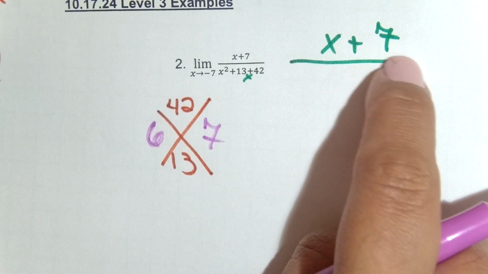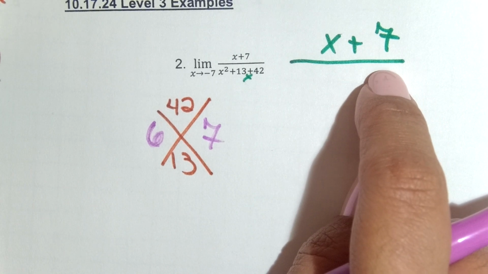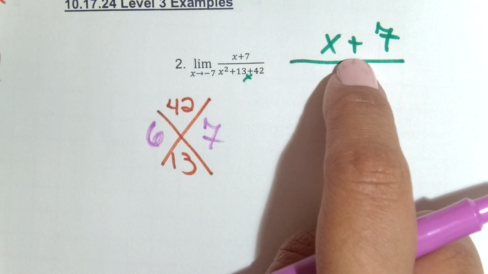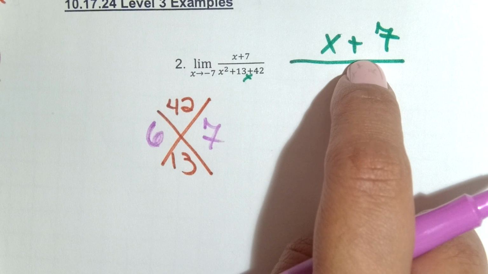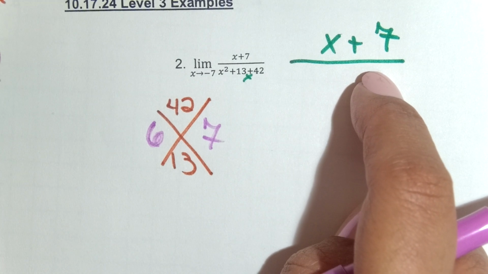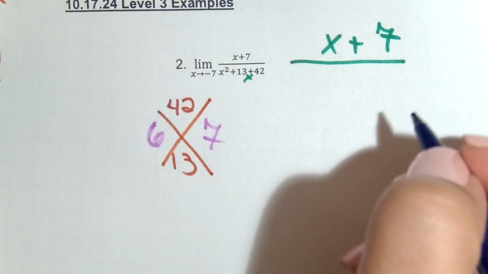90% of the time, one of the factors will be there. 90%? Yeah. Why not 100? I don't know. I don't deal in absolutes. Who made math? Oh my gosh. Who made that?